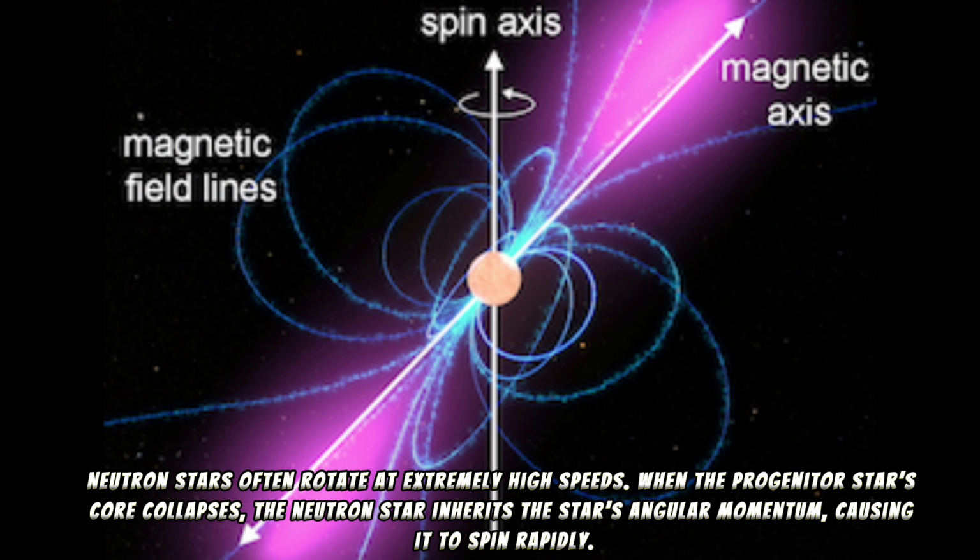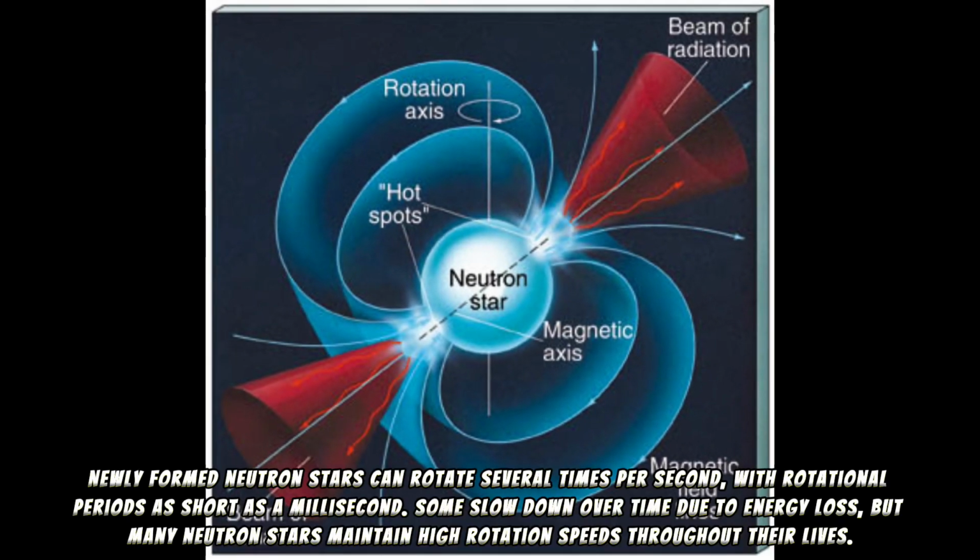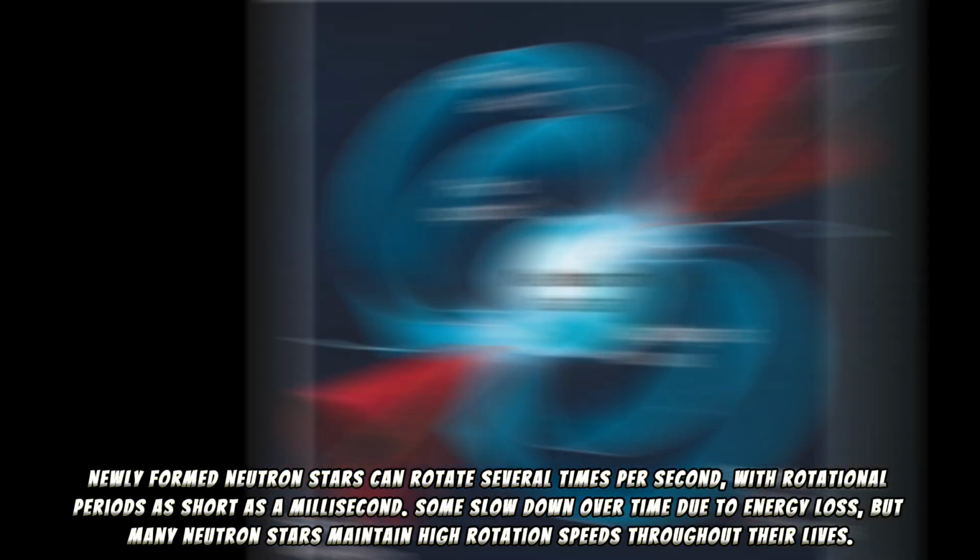Neutron stars often rotate at extremely high speeds. When the progenitor star's core collapses, the neutron star inherits the star's angular momentum, causing it to spin rapidly. Newly formed neutron stars can rotate several times per second, with rotational periods as short as a millisecond. Some slow down over time due to energy loss, but many neutron stars maintain high rotation speeds throughout their lives.